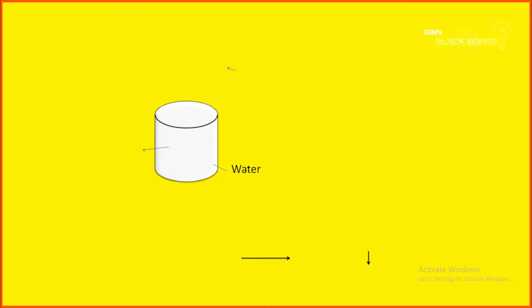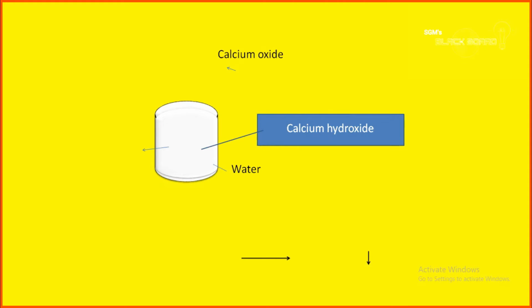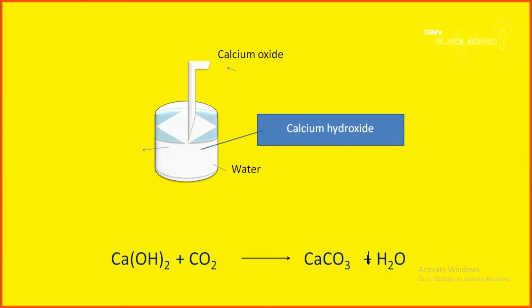Just observe this activity here. We have taken a beaker and this is calcium oxide, and in a beaker we have taken some water. Now, while adding calcium oxide to the water in the beaker, it completely dissolves and gives us calcium hydroxide, which is a base. Now, using a straw we are blowing air, meaning we are sending carbon dioxide into it, so that calcium carbonate and water form in the beaker.